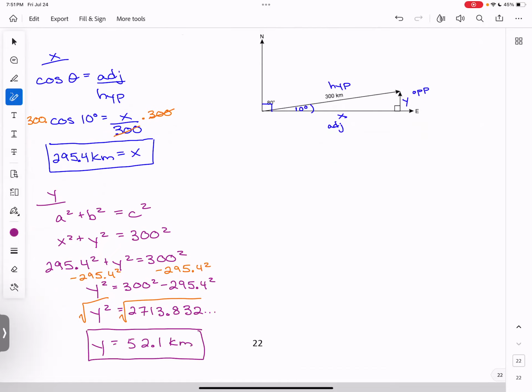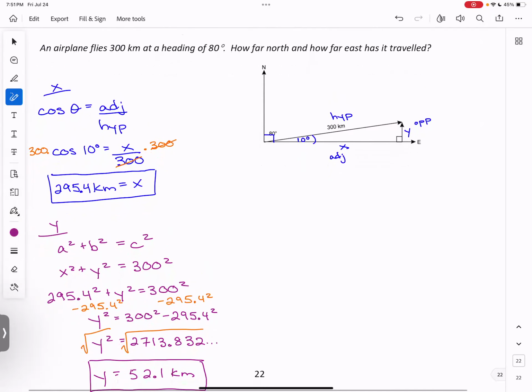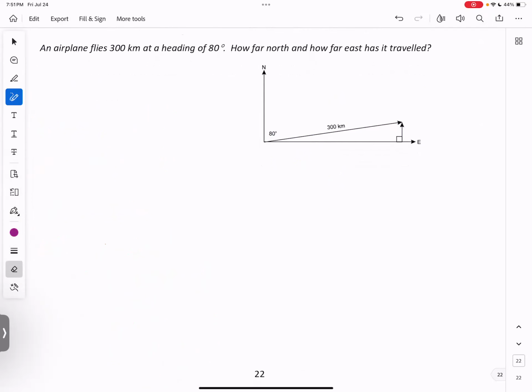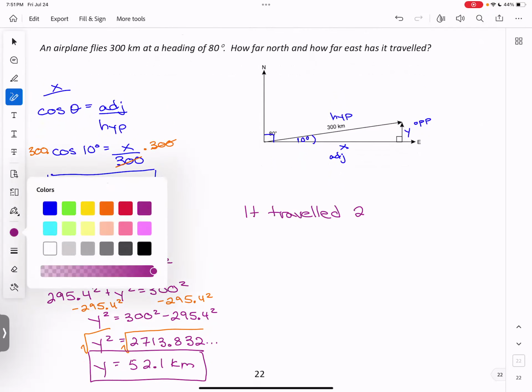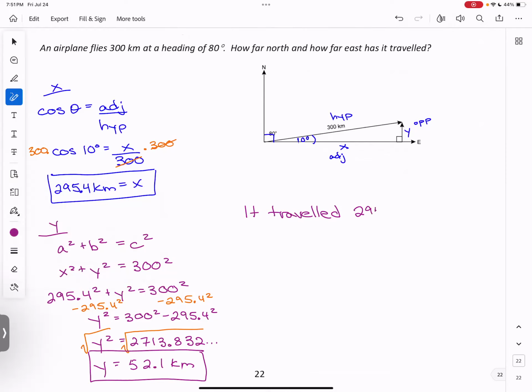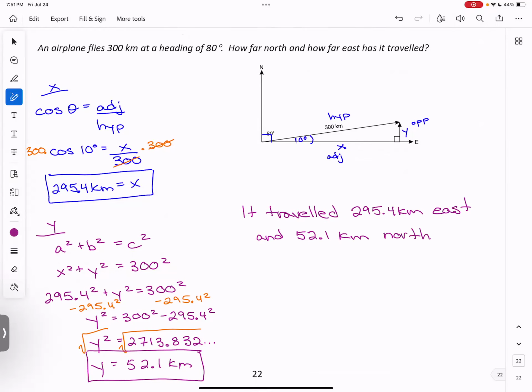So it's a word problem. Let's give a word answer then. So it traveled 295.4. Oh dear, it missed the 9. Let's try again. 295.4 kilometers east. And 52.1 kilometers north. And that's it.